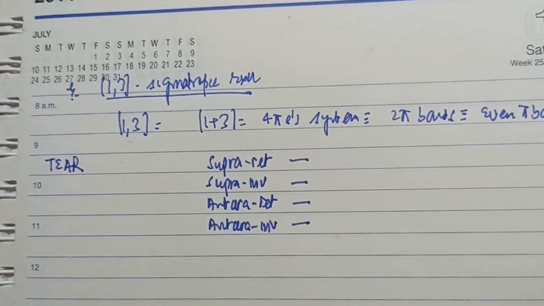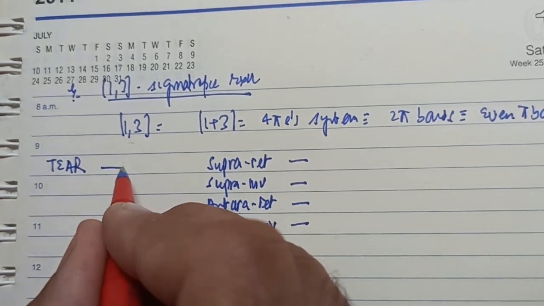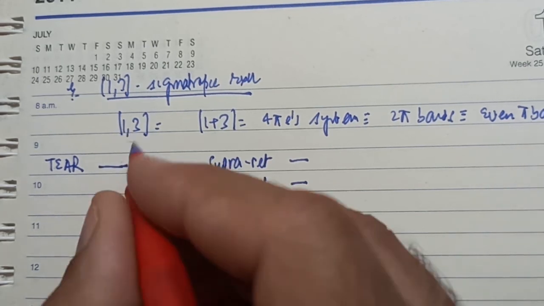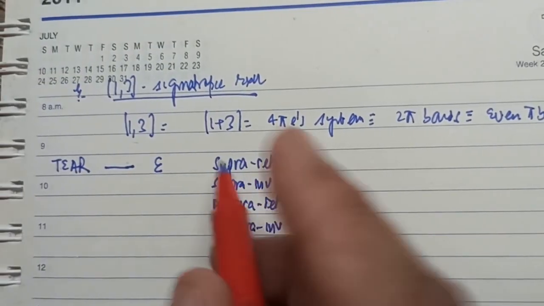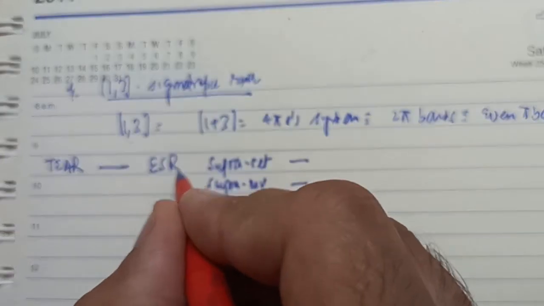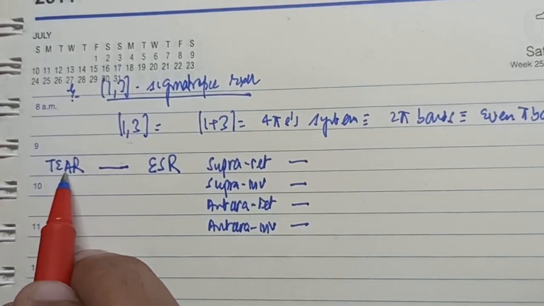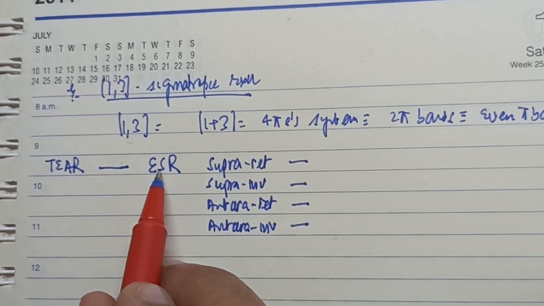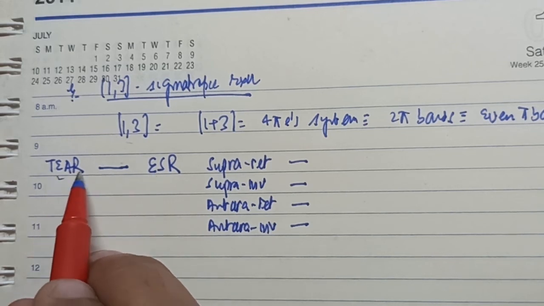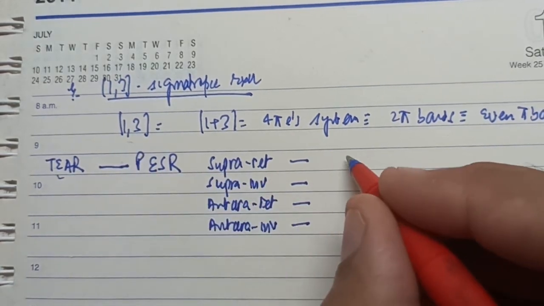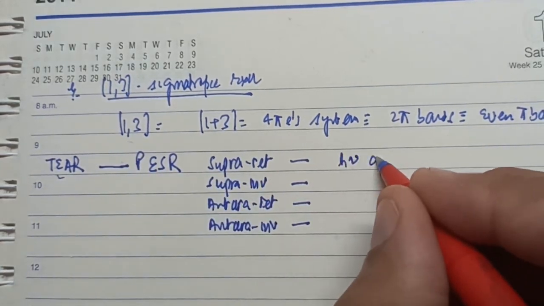All we need to do is to change 2 variables here, right? One thing which will not change is that this is an even pi bond system, so E would always remain E. The conditions are supra retention to start with, so E remains E. I've changed Antara to supra. That means I've changed from this portion TEAR to ESR. One variable is changed, so thermal has to be changed to photochemical. Therefore, this process is photochemically allowed.